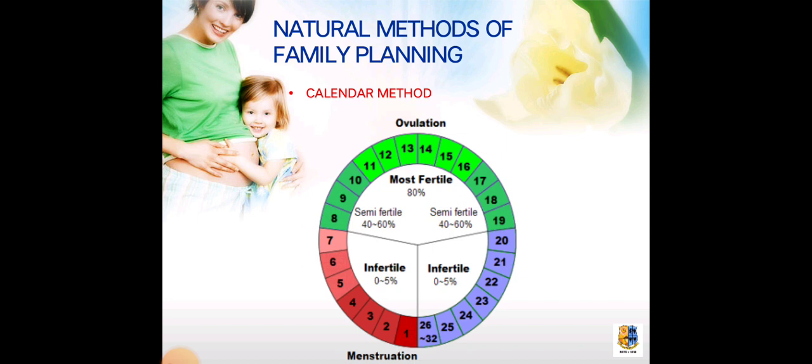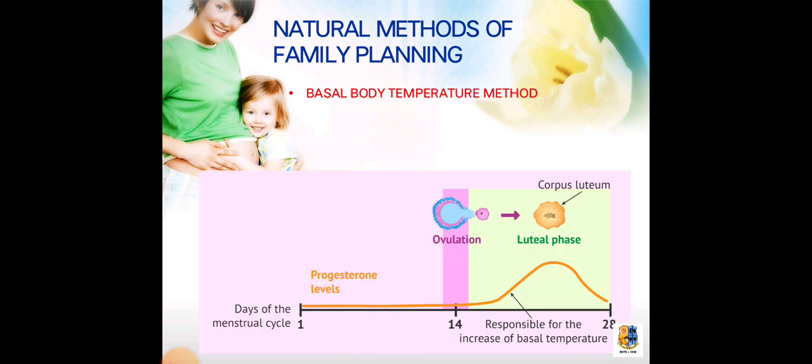Natural methods of family planning. Natural family planning methods rely on tracking menstrual cycles and fertility signs to determine fertile and infertile periods. They include the calendar method. Here it is predicting fertile days based on the length of menstrual cycles. Basal body temperature method. The basal temperature method is based on detecting the increase in basal temperature that a woman experiences in each menstrual cycle once ovulation has occurred, that is, the release of the egg from the ovary.